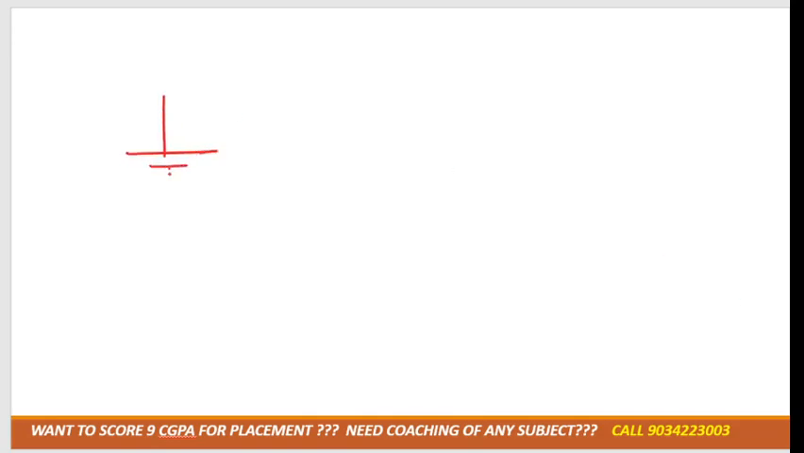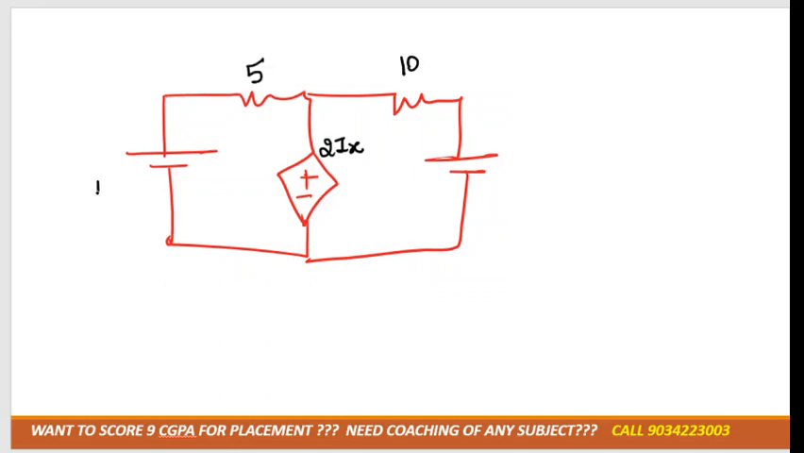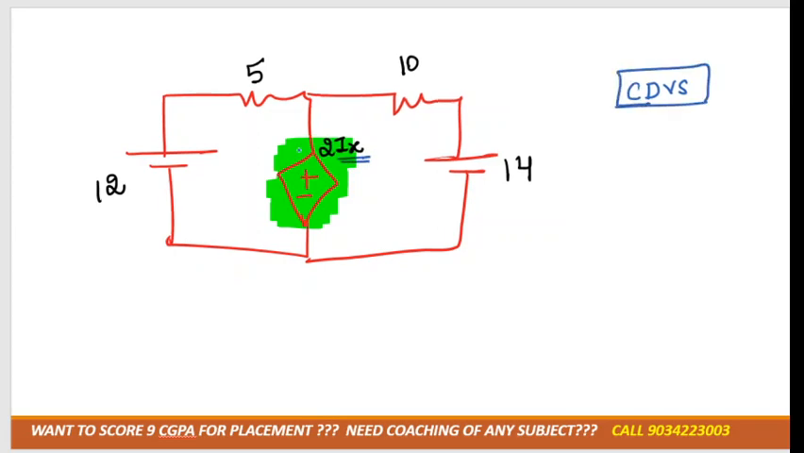Next we'll study the numerical based on the dependent source. I'm taking a simple numerical. First of all, you should tell me which source it is. See, if there is positive or negative, that means it is a dependent voltage source. Now it's depending on current, so it would be CCVS.